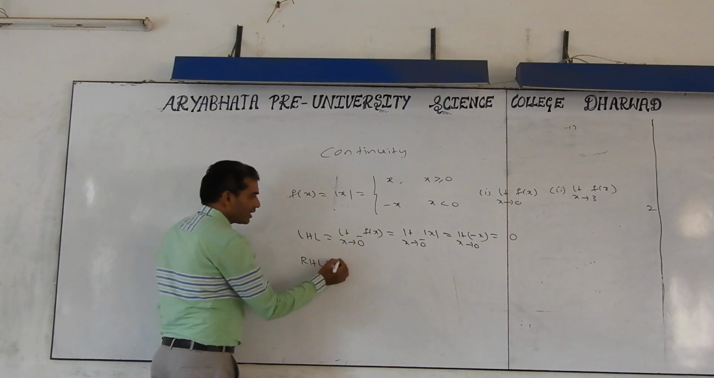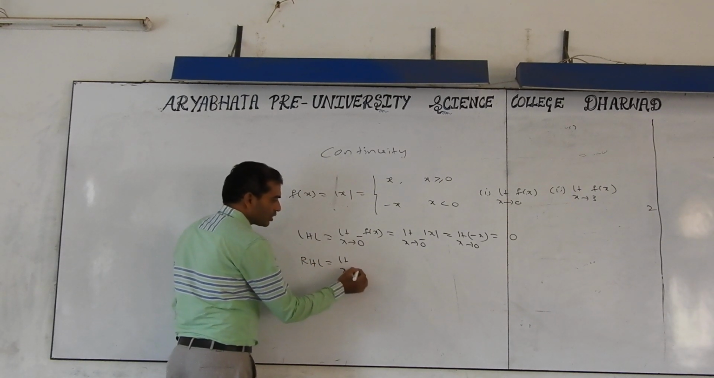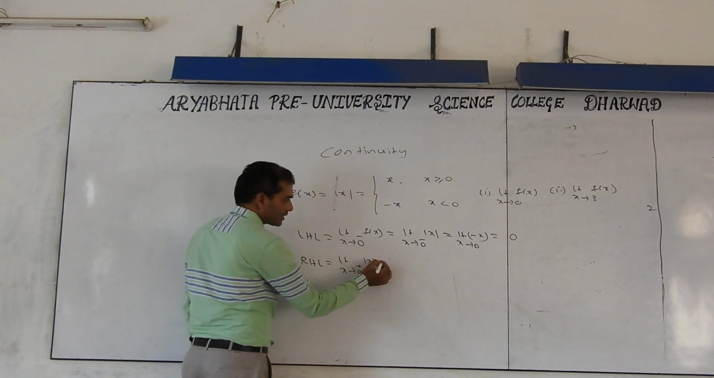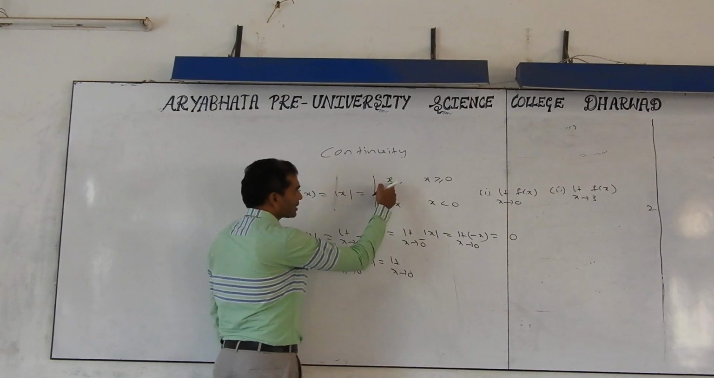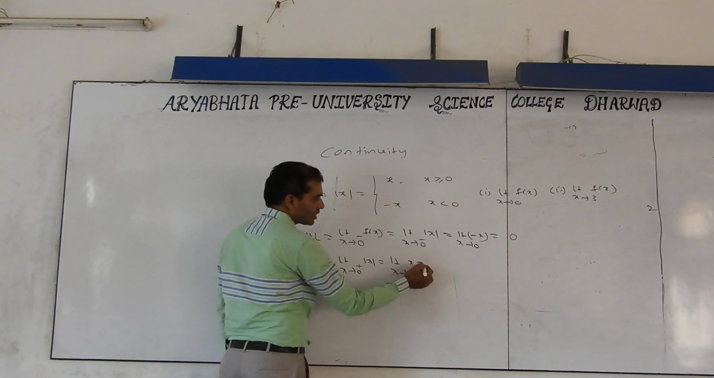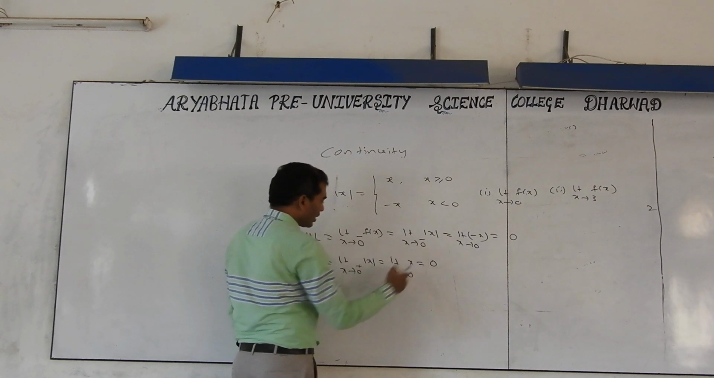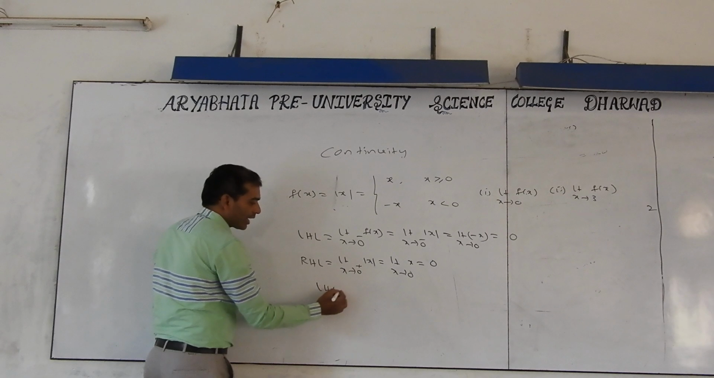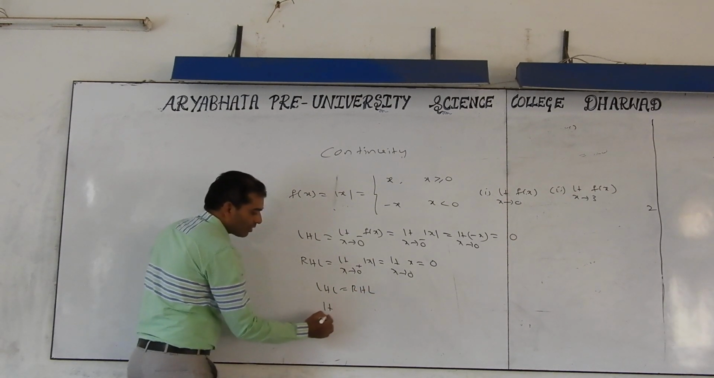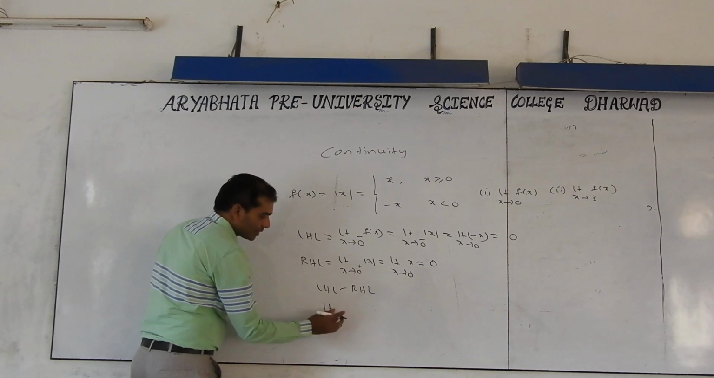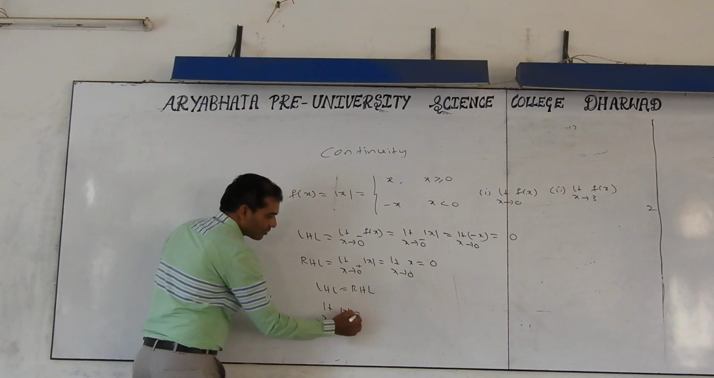Right limit: limit x tends to 0 plus mod x. For above 0, mod x equals x. Put x equal to 0, we get 0. So the left limit equals the right limit. Then the limit exists, and the limit of mod x as x tends to 0 is 0.